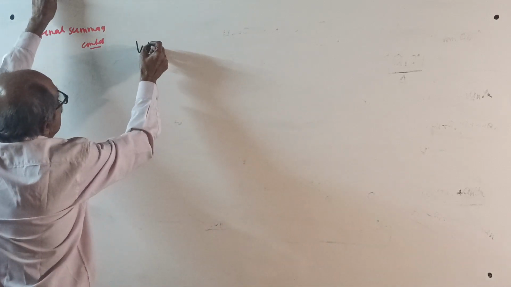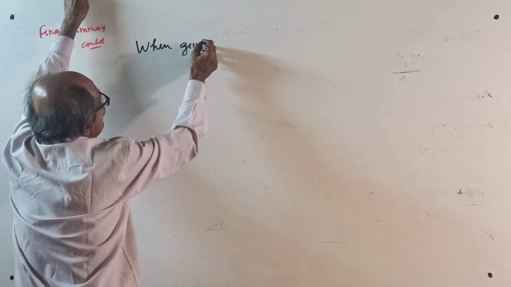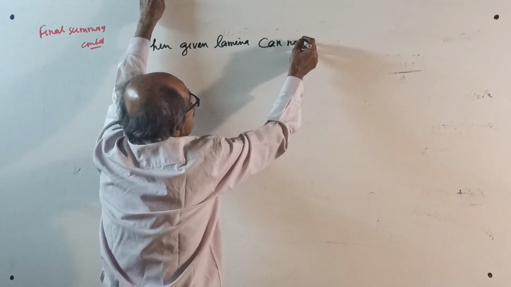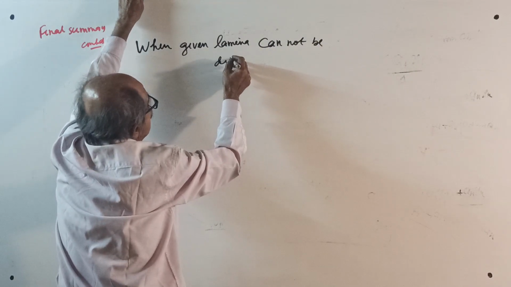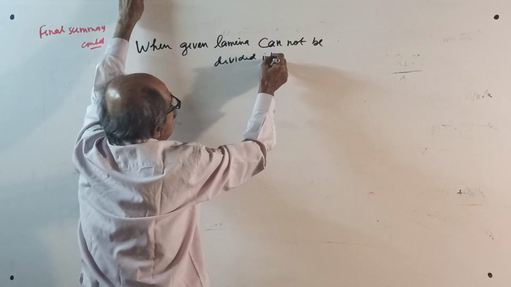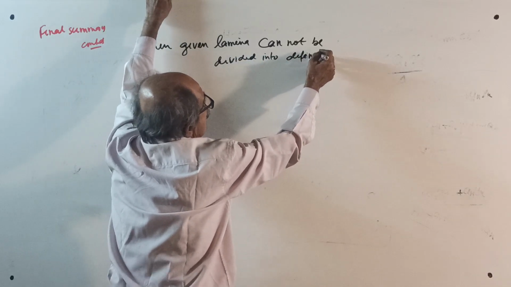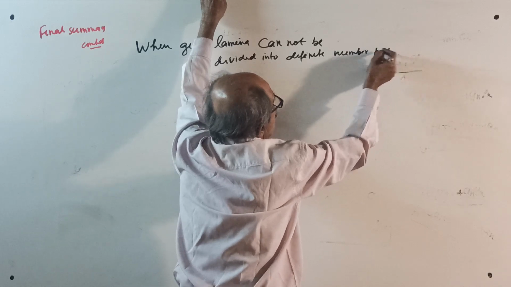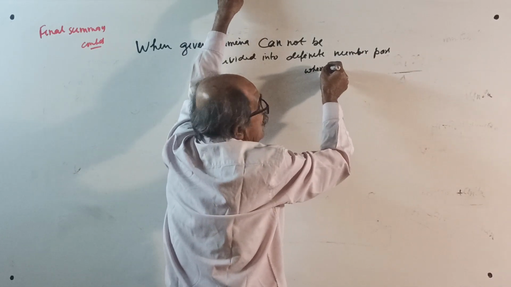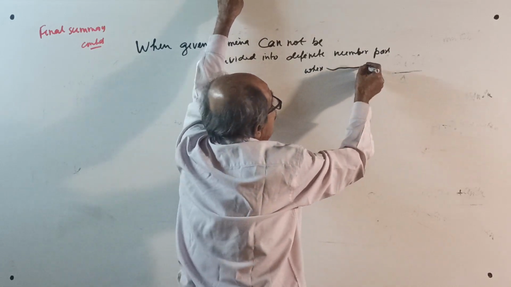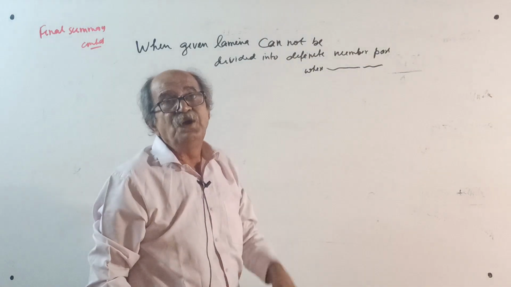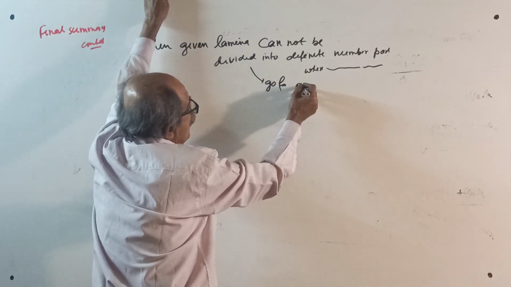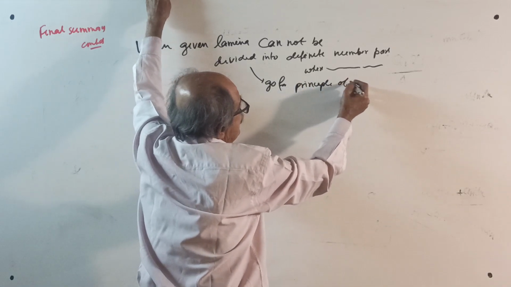When a given lamina cannot be divided into a definite number of parts, or known number of parts, where we know how to find the area and how to locate the centroid of each part, then go for the principle of integration.